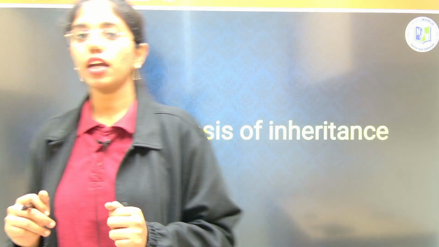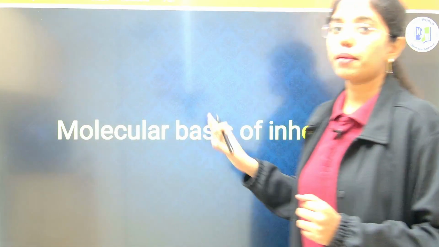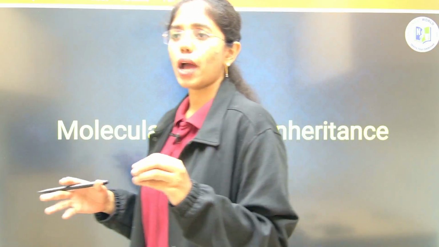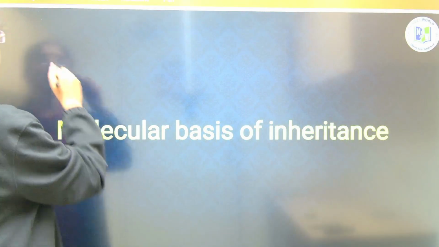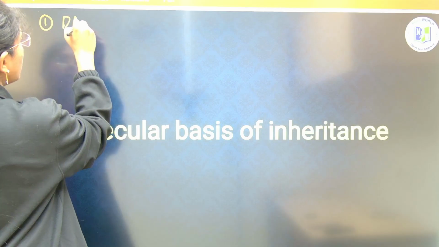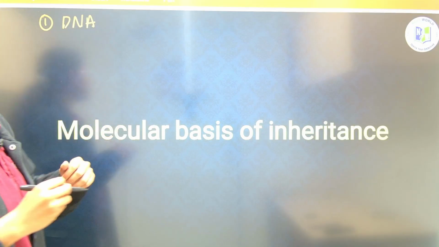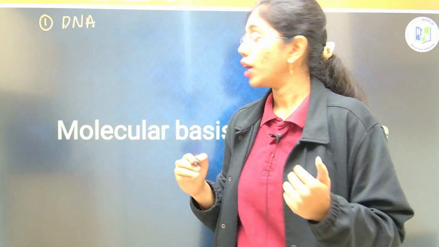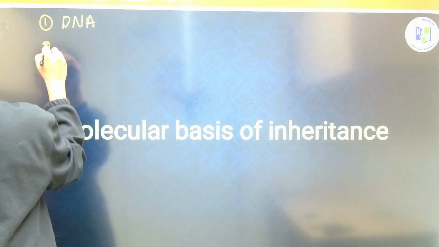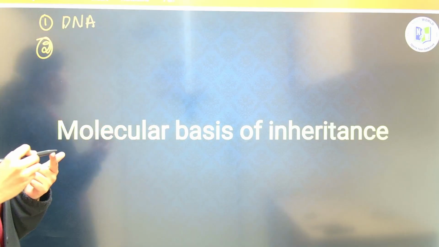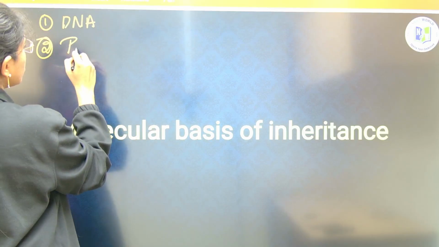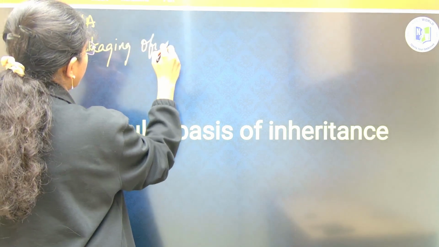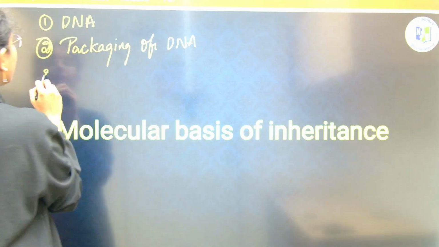So here we are starting the major chapter, molecular basis of inheritance, where we are going to deal with all the important concepts of this chapter which are important for our exam. First we are going to begin with DNA structure, how a polynucleotide chain is formed and what are the bonds involved in single stranded DNA and double stranded DNA. Followed by, we are going to learn about the salient features of DNA, Chargaff's rule, and then packaging of the DNA.